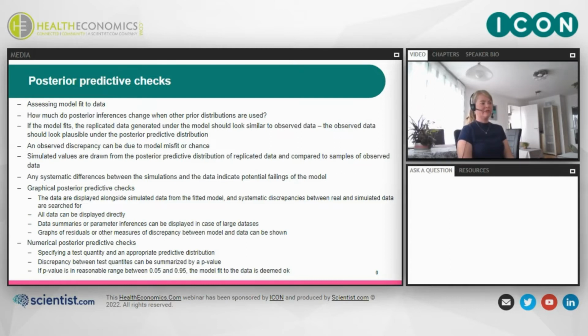As an alternative, we could do numerical checks. For example, we could specify a test quantity and an appropriate predictive distribution. We could estimate p-values and say, for example, if the p-value was in a reasonable range between 0.05 and 0.95, then we could assume that the model fit to the data is okay.